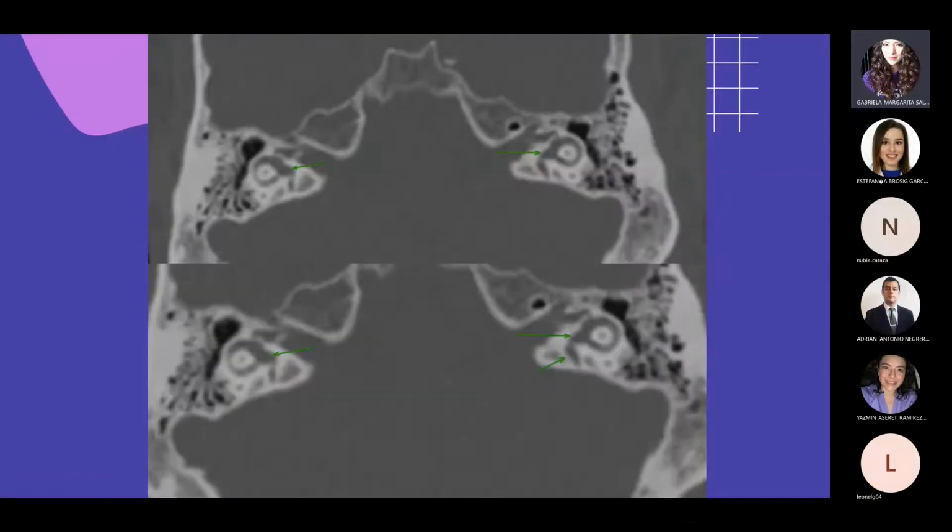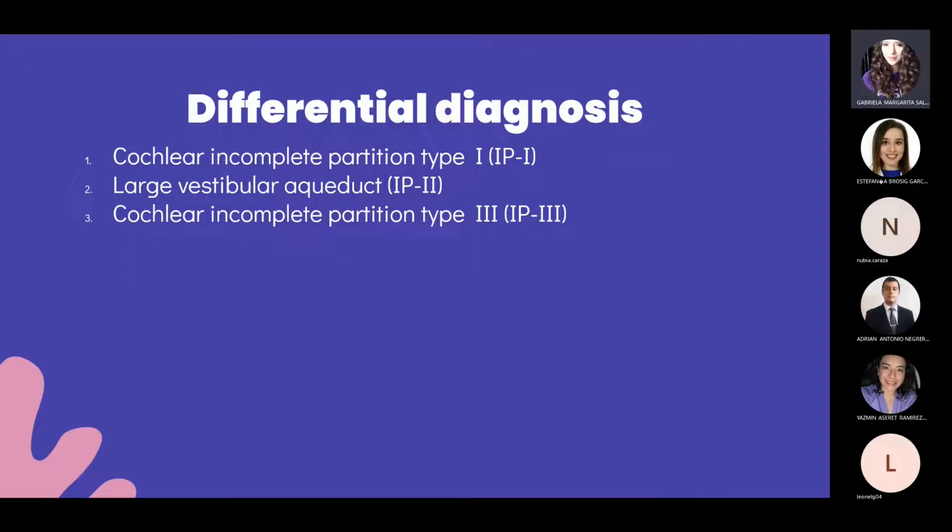Here's another bone CT where we can see the dilated vestibular aqueduct. So we have three differential diagnoses for this cochlear malformation: cochlear incomplete partition type 1, the large vestibular aqueduct or incomplete partition type 2, and cochlear incomplete partition type 3.